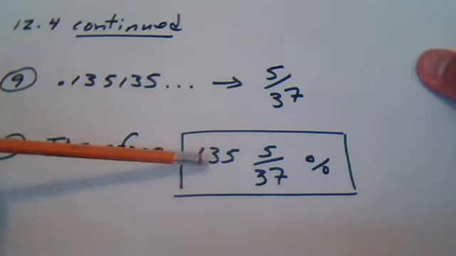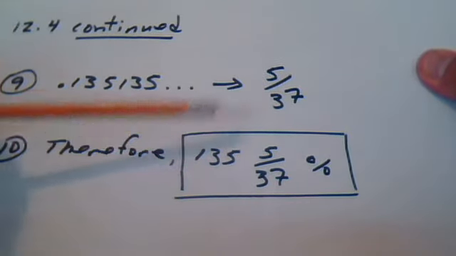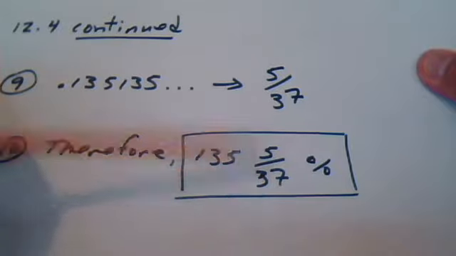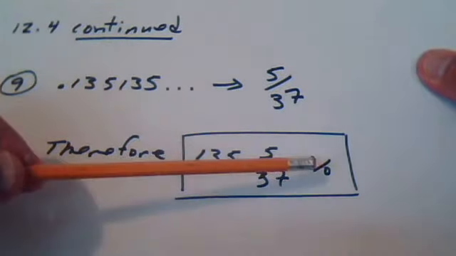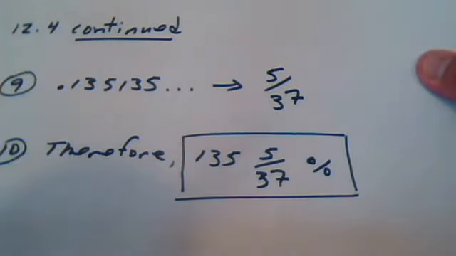Now bring the 135 that we had found and put the 5 over 37, and this number is a percent. So it's 135 and 5 over 37%.